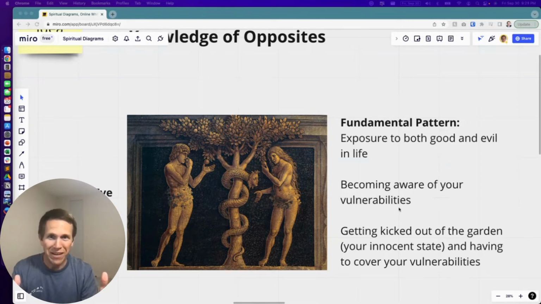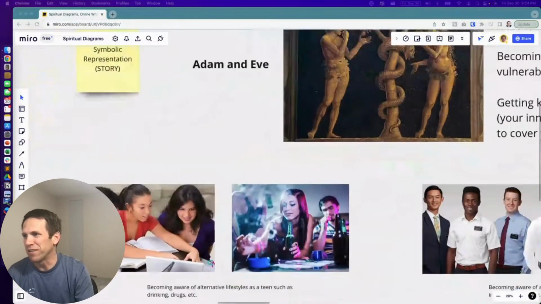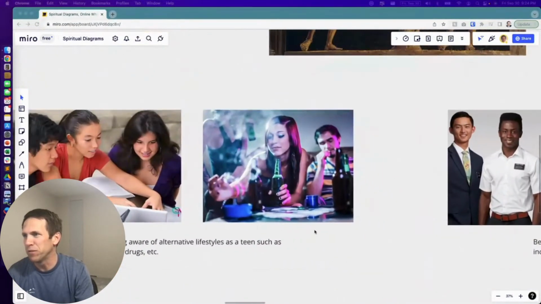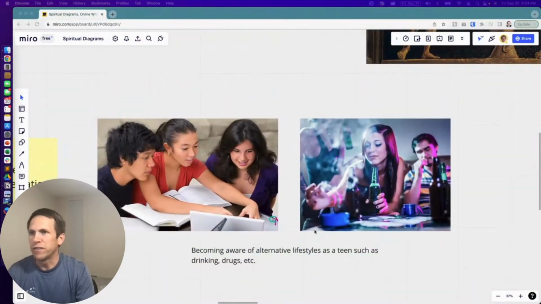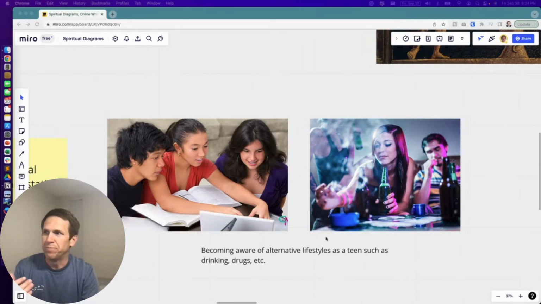That's the story of Adam and Eve. That's what the fundamental nature of the story is. And this happens all the time. I mean, kids are a good example. Kids eventually start to lose their innocence because they become exposed to things that are difficult for them to absorb. And I've got this example. There's two opposites here, the kids that are studying and doing great things versus the ones that are drinking and doing drugs.